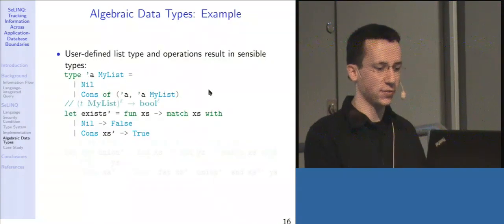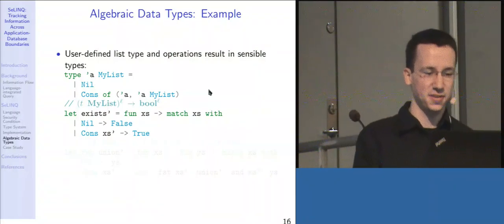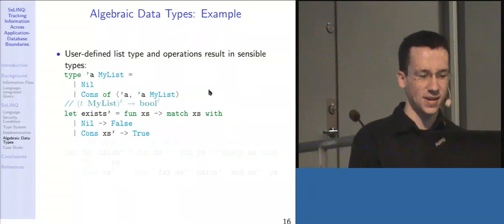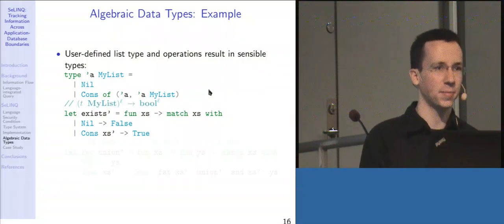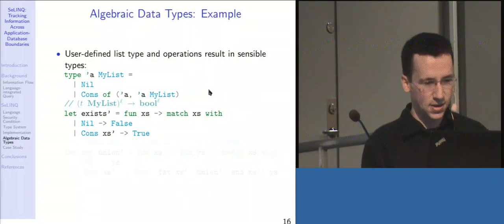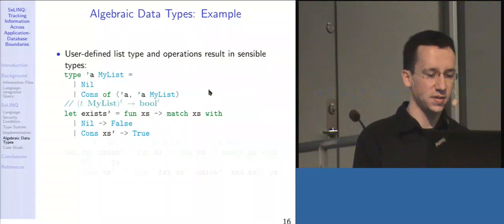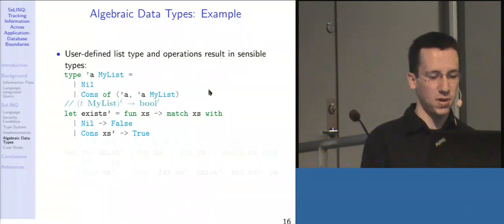And to give an example of how this looks in practice, I'll use the example that everybody first uses for ADTs, namely lists. So if a user wants to define their own list data type, they might do it like this. A list is either nil or it's a cons cell consisting of some element and then the tail of the list. And then you might want to define some operations. For instance, you could want to define this exists function here, which basically checks if a list is empty or not. So you pattern match on the list.